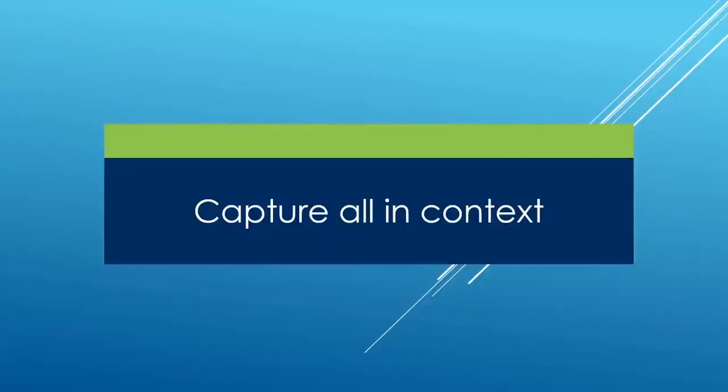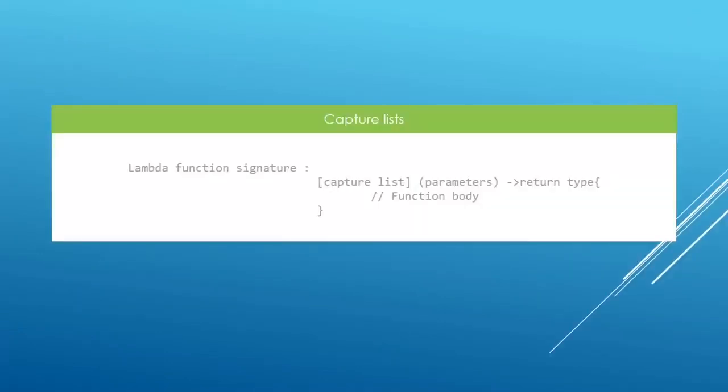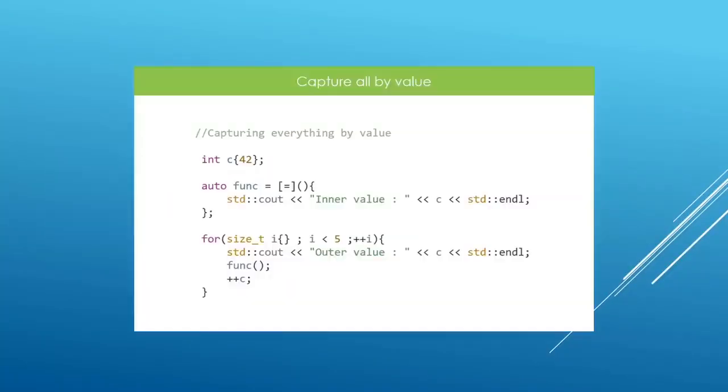In the last lecture, we saw that we could capture things outside the context of the lambda function. Now we want to see that we can capture everything living outside the context of the lambda function. The syntax to do that is ridiculously simple. If you want to capture everything by value, you just put an equal sign in your lambda function capture list.